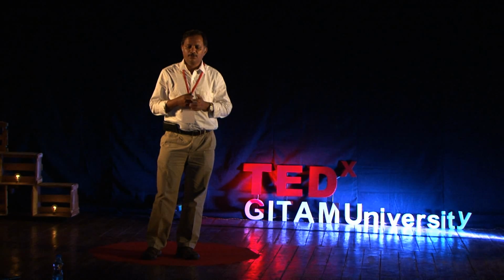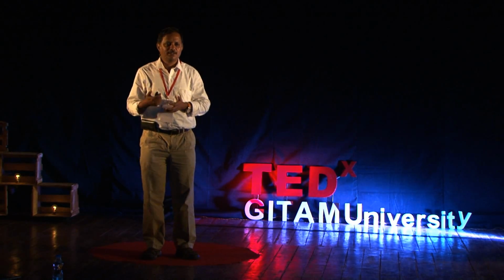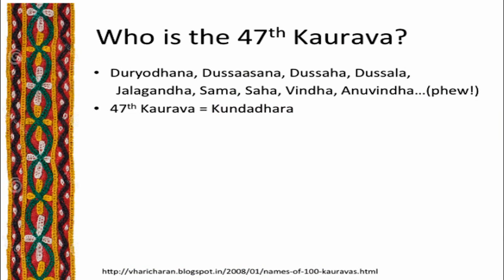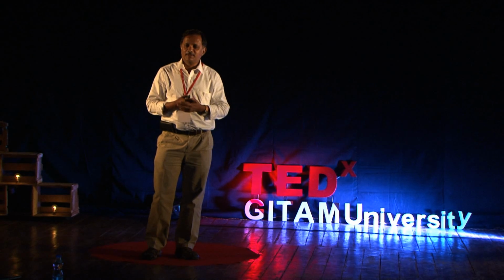So what exactly am I talking about? I'll ask a simple question to illustrate the concept. Now, who is the 47th Kaurava? We know that Kauravas are these evil princes from the Kuru clan in Mahabharata. And Duryodhana is famous for his constant mustache twirling, and Dushasana is famous for his constant costume pulling, and so on. But otherwise, other guys like Dussaha, Dussala, Jalagandha, Sama, Saha, Vinda, Anuvinda, nobody knows these names. So if somebody asks you in a quiz, who is the 47th Kaurava? You would draw a blank.